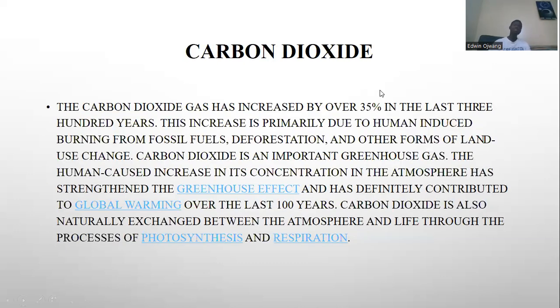Carbon dioxide. The carbon dioxide gas has increased by over 35% in the last 300 years. This increase is primarily due to human-induced burning of fossil fuels, deforestation, as well as other forms of land use change. Carbon dioxide is an important greenhouse gas. The human-caused increase in its concentration in the atmosphere has strengthened the greenhouse effect and has definitely contributed to global warming over the last 100 years. Carbon dioxide is also naturally exchanged between the atmosphere and life through the processes of photosynthesis and respiration.